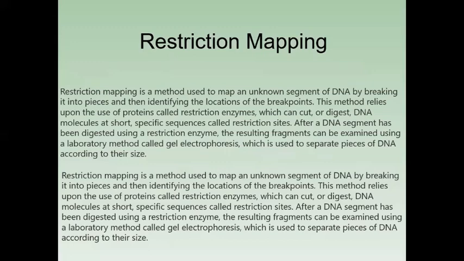If your sequence is big enough, then you have to cleave it into smaller fragments, and by seeing the fragment lengths, you can map the DNA. Suppose for an unknown segment of DNA, it is easier for us to break the DNA into smaller fragments, and then we identify the location of the breakpoints, and thus we can get the structure of the total DNA. So this is called restriction mapping.